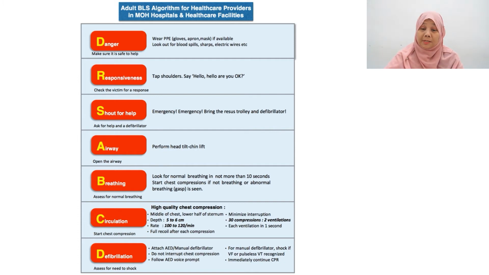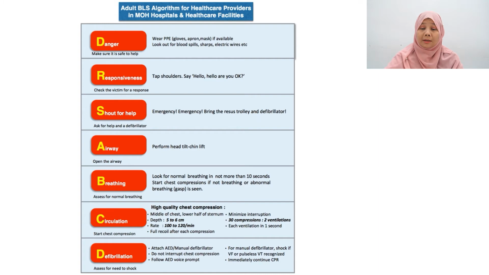For responsiveness, we just tap the shoulders to ensure whether the person is conscious or unconscious. S is for shout for help, and this is actually to declare an emergency, to be able to ask for help, and also to ask for a defibrillator. A is for airway, which opens up the airway, and this is done by performing head tilt chin lift. Take note that in trauma cases, we perform jaw thrust.